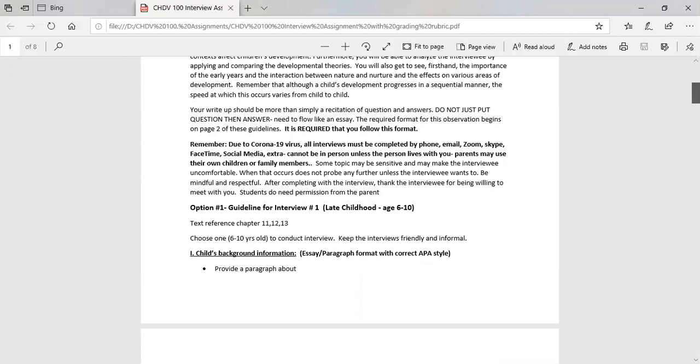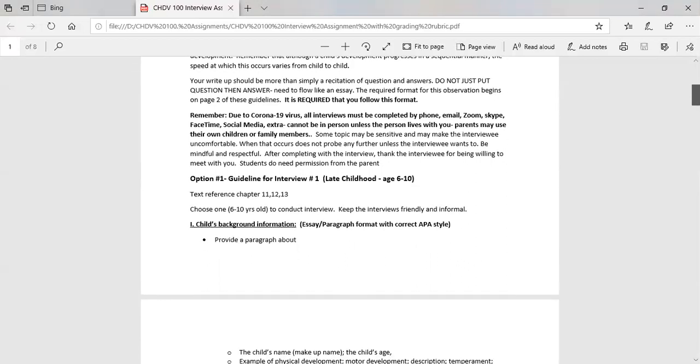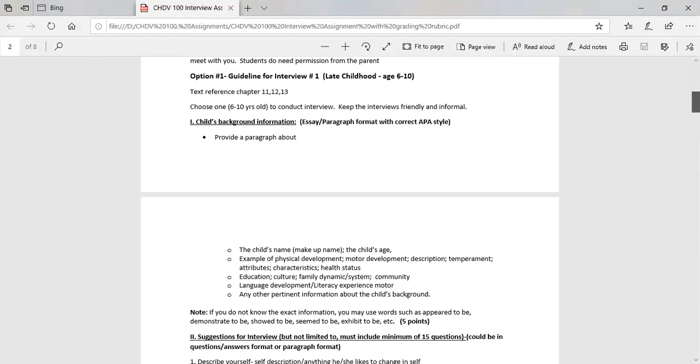When you're conducting your interview, you're going to have your notes, you're going to write things down, see what they say. When you go to write your paper, you're going to format it still like a paper. It's still an essay. So I do not want question and answer. Don't do that.